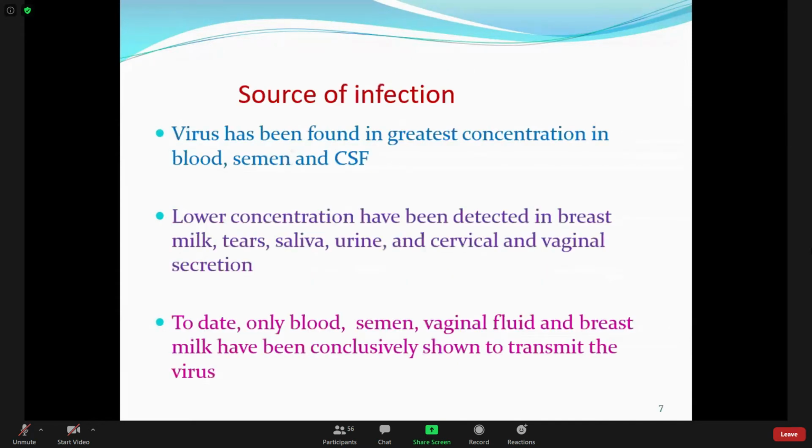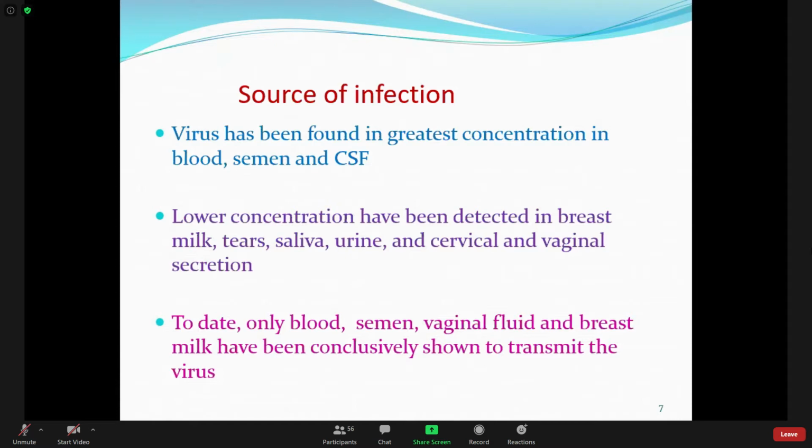Source of infection: mainly there are four sources of infection. That is blood, mainly blood, then semen, vaginal fluid, and breast milk. These are conclusively shown to transmit the disease: blood, semen, vaginal fluid, and breast milk.